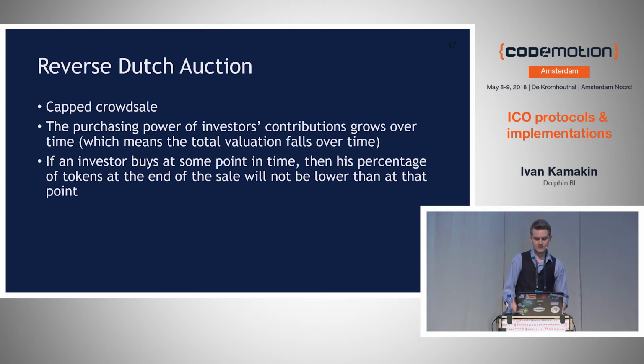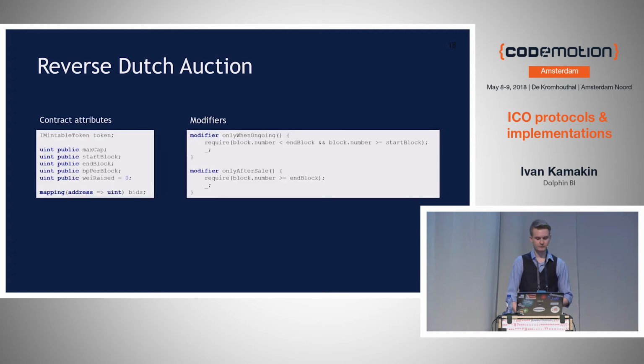The idea here is that it's a capped crowd sale model, but it has a twist. In the reverse Dutch auction, we have a fixed cap. So for example, it may be $10 million or 10,000 Ether. But the percentage of tokens purchased with that cap increases over time. So for example, it starts at 5% and grows to 95% by the end of the sale. Let's first look at the implementation, then I will discuss the economic properties.